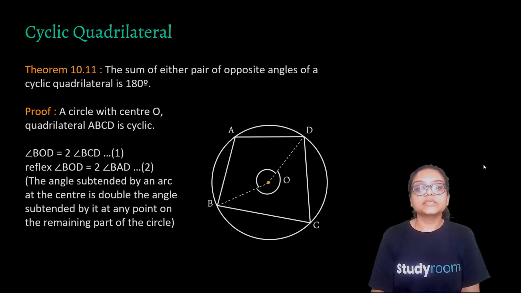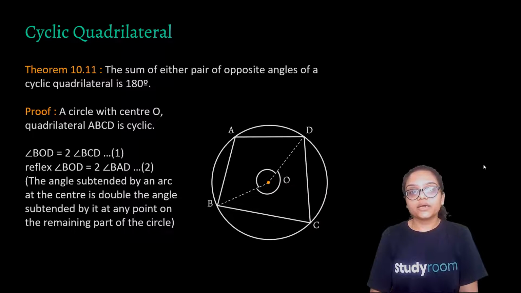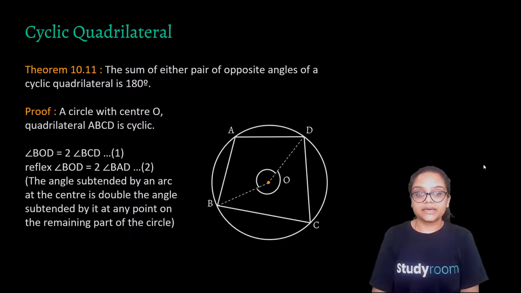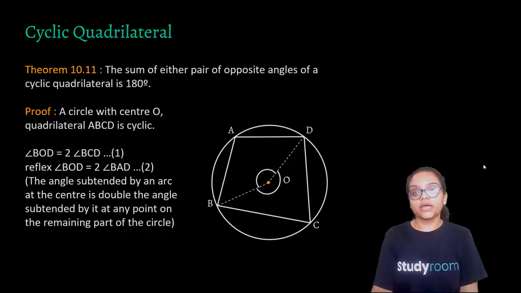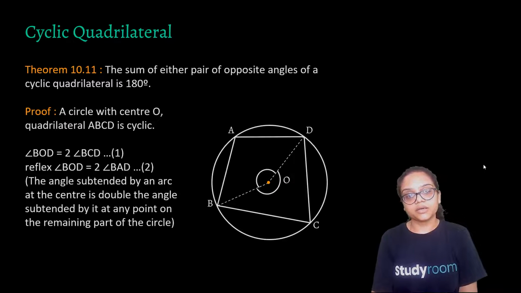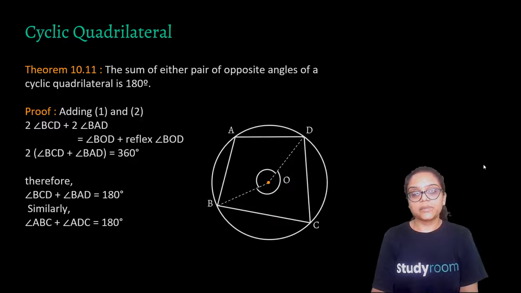What are cyclic quadrilaterals? We would start with that. The sum of either pair of opposite angles of a cyclic quadrilateral is 180. First of all, a cyclic quadrilateral means nothing but a quadrilateral inside a circle, or circumscribed by a circle. So their sum is 180 degrees. A circle with center O and quadrilateral ABCD is cyclic. We have already proved how to do that, because the angle subtended by an arc at the center is double the angle subtended by the same arc at the remaining part. So this can be proved very easily by that.